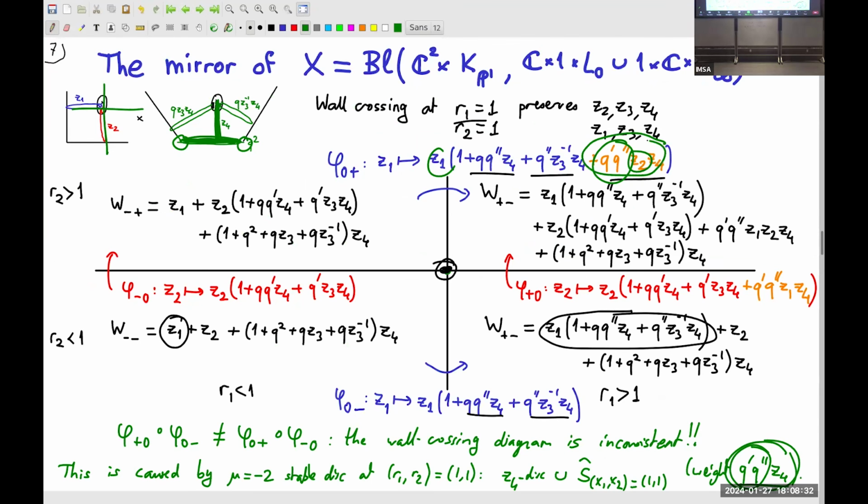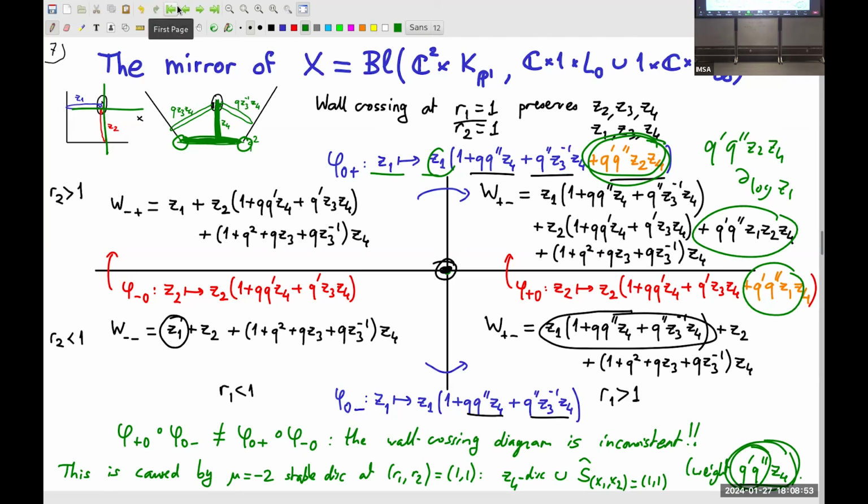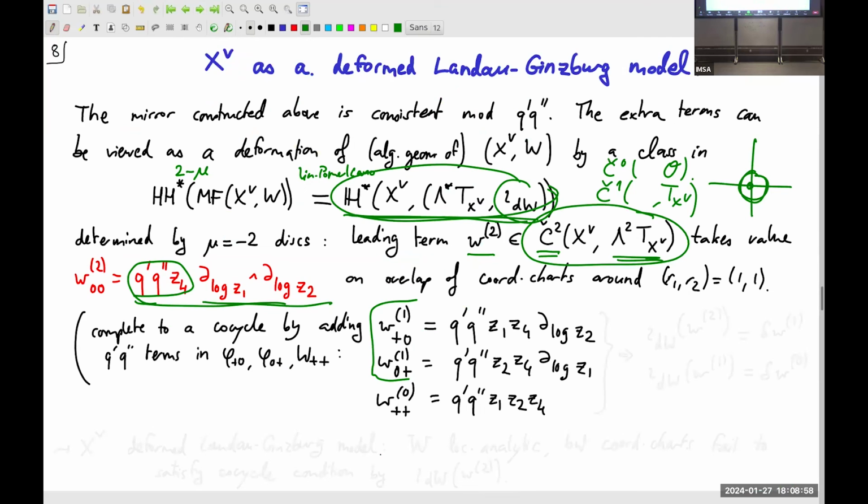Here, see this term, Z1 goes to Z1 times that. I can say I'm flowing the vector field Q prime, Q double prime, Z2, Z4, DD log Z1. And same thing for the other side. And then the change is also in the superpotential. So basically the terms with Q prime, Q double prime, I will interpret as all being part of this deformation of my Landau-Ginzburg model. So these are like the unexpected terms of something in the wall crossing transformations. And this is the term in the superpotential in the upper right corner that also goes with that.